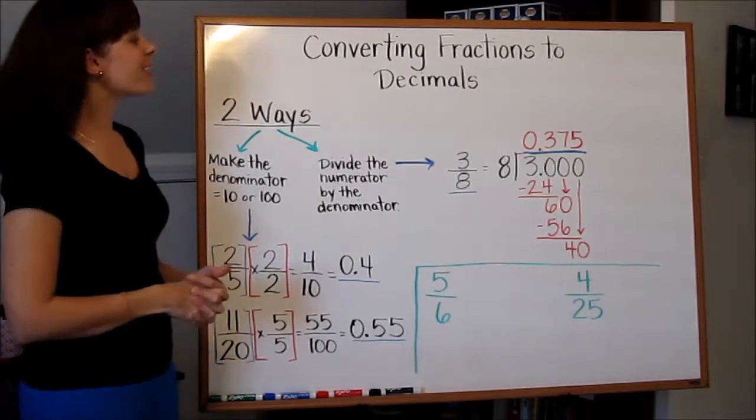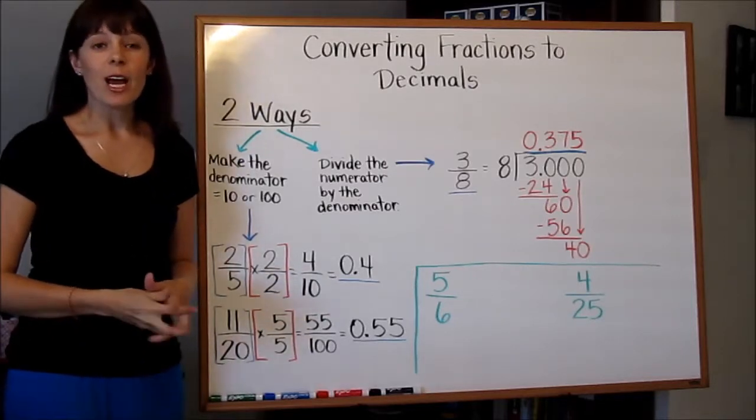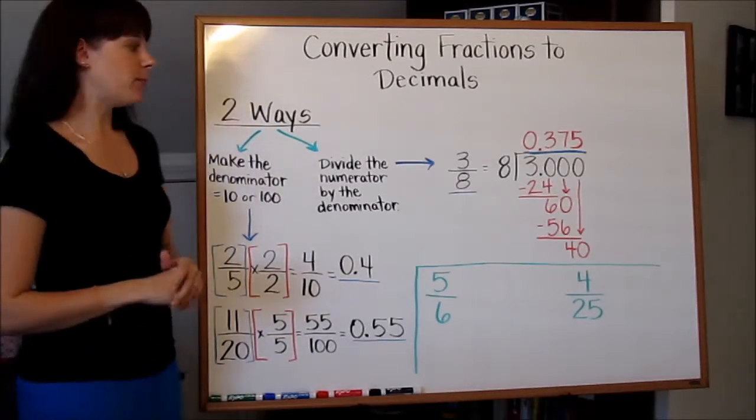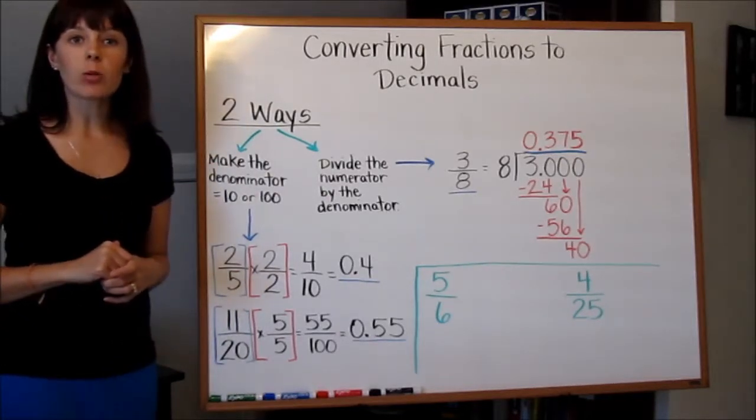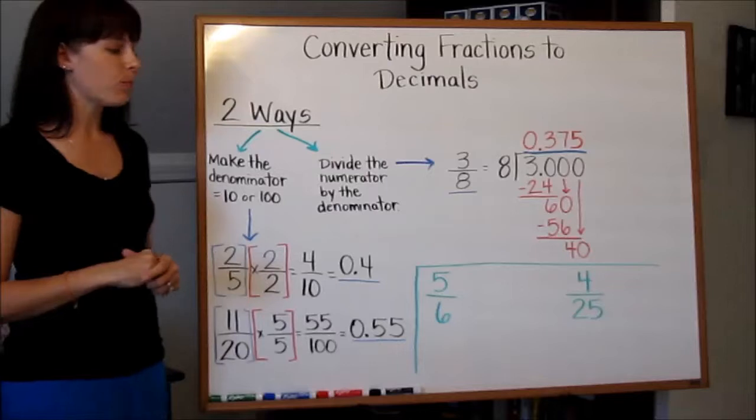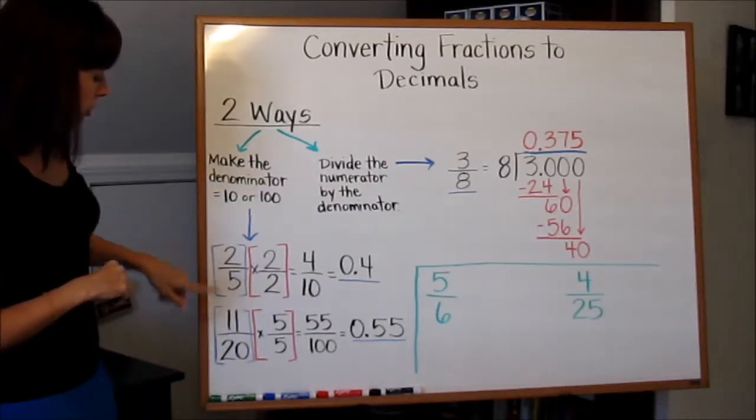Going to convert fractions to decimals in this lesson. And I'm going to show you two different ways and how that can be done. Let's explore the first way, which is to make the denominator equal to 10 or 100. And so we have two examples here.